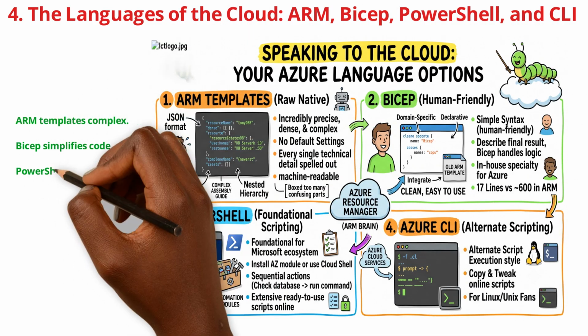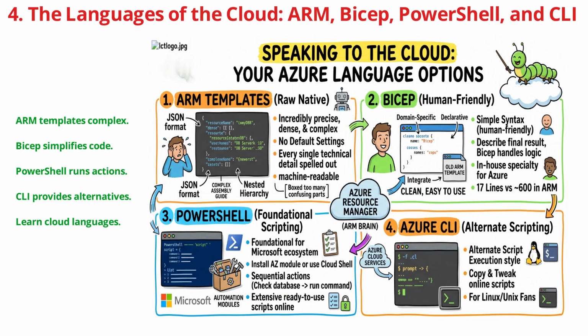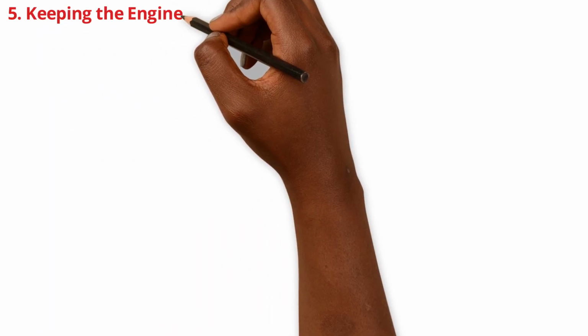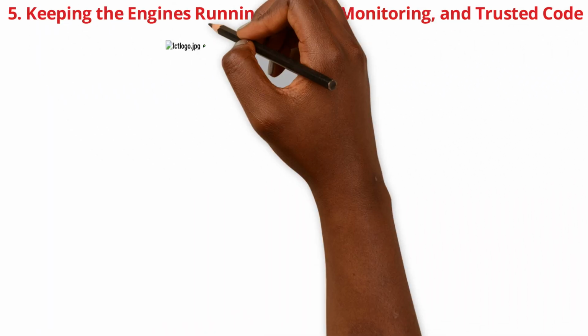Now that we have our digital toolbox, how do we actually speak to Azure? You have a few options. The raw, native language is the ARM template. It is incredibly precise, but very dense and complex. For a human-friendly alternative, Microsoft created Bicep. It is a declarative language that lets you describe your final result in just a few clean lines. Finally, when you need to run sequential, step-by-step actions, you can use foundational scripting languages like PowerShell or the Azure CLI.